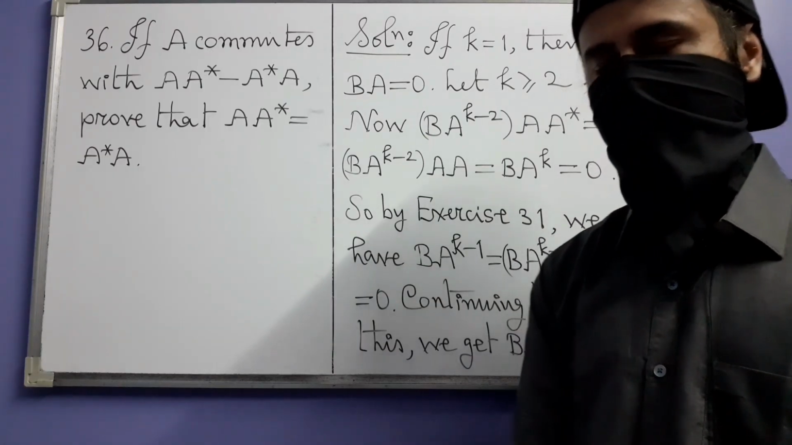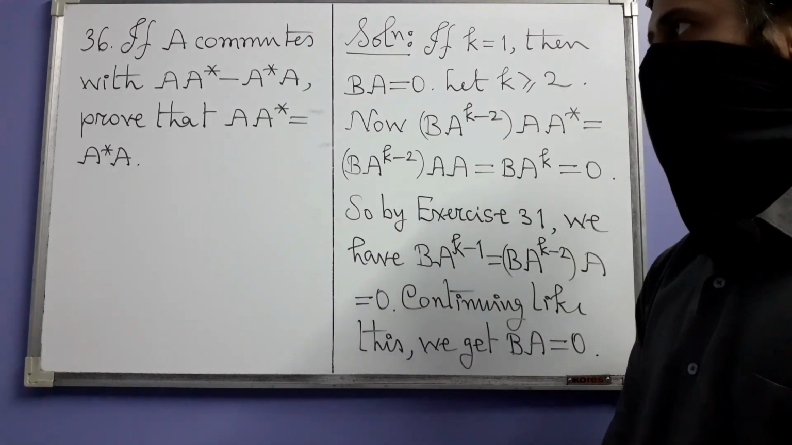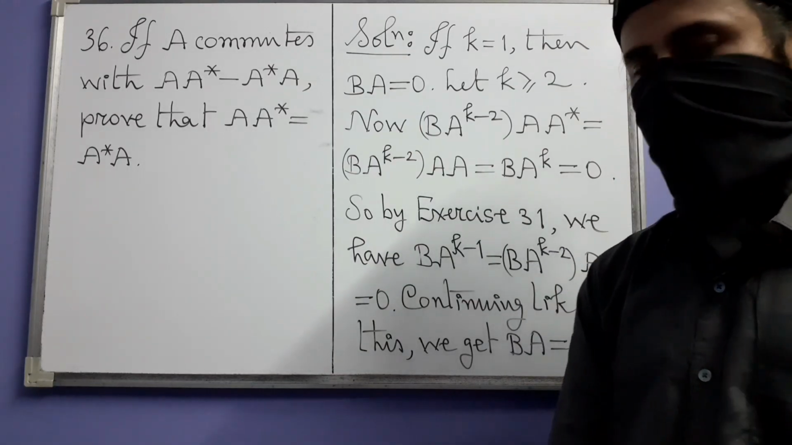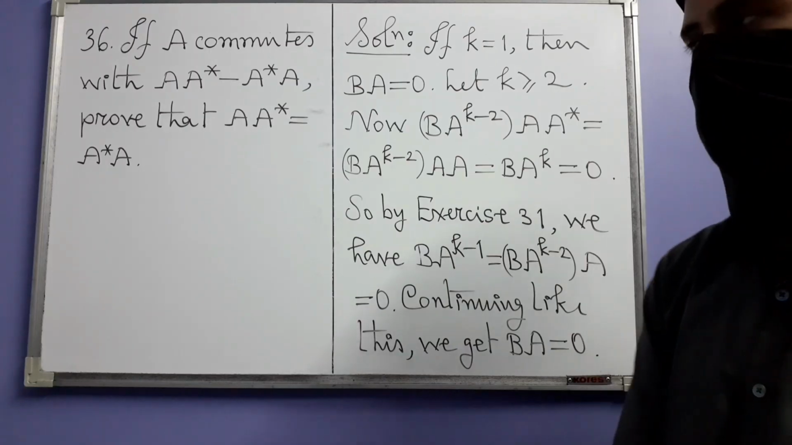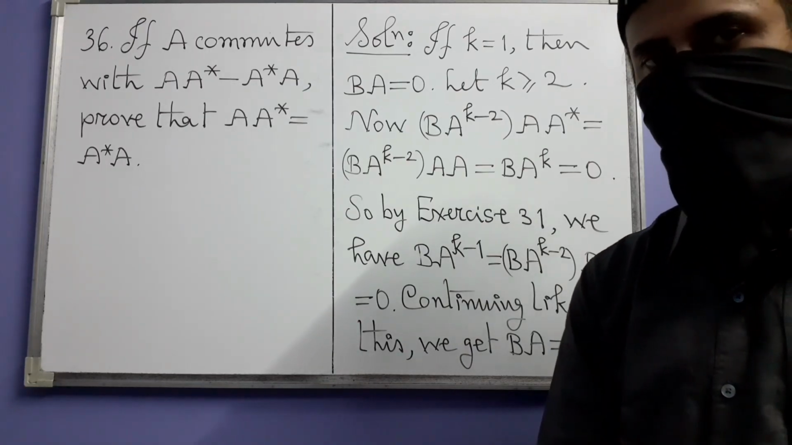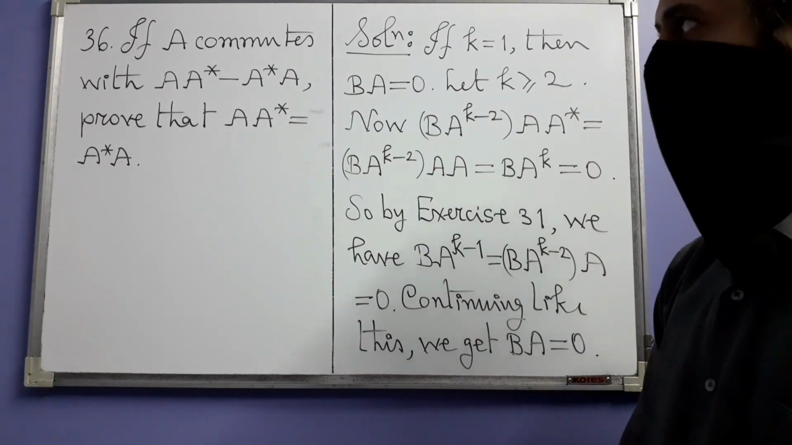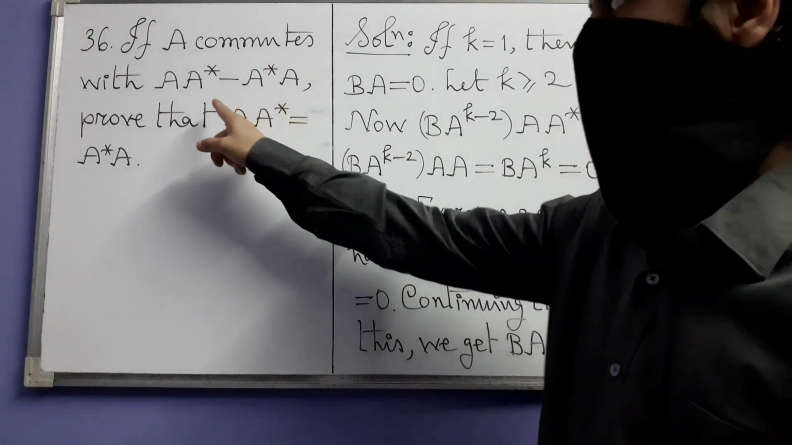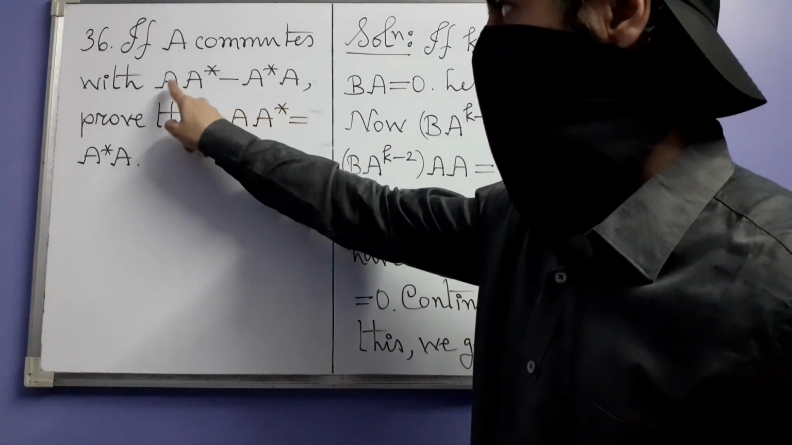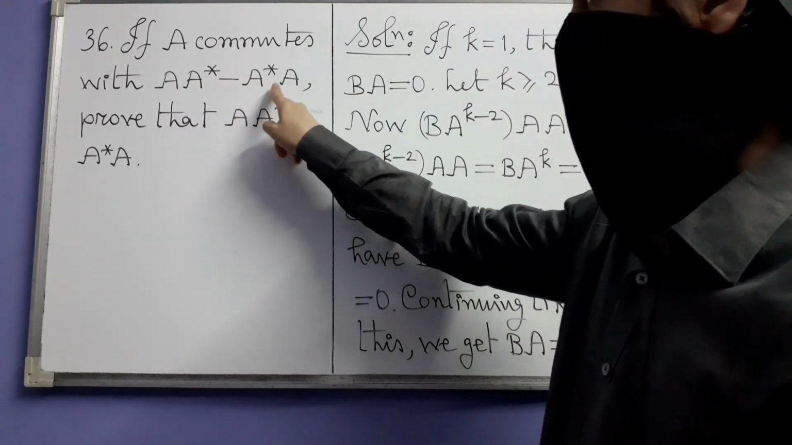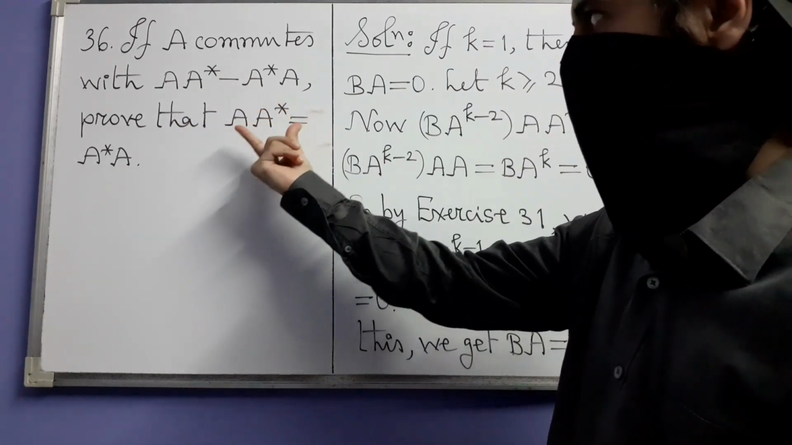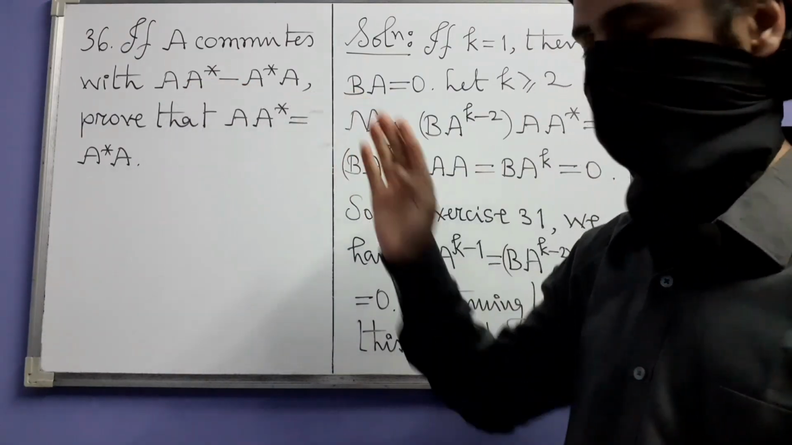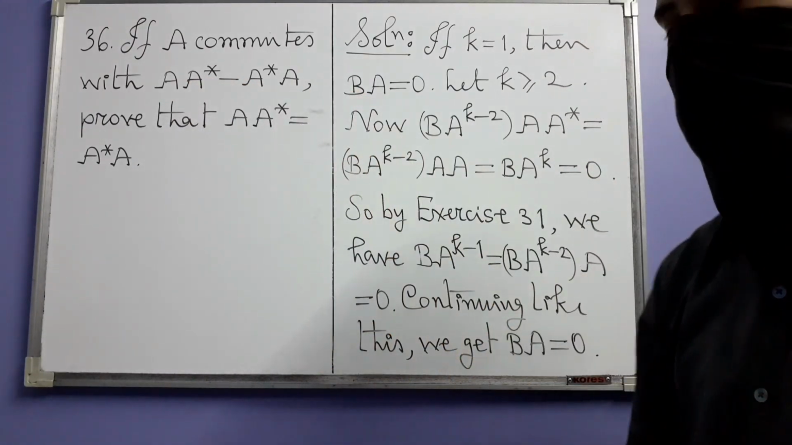Next we have 36. I am leaving the 34th one as a challenge to you. You see if you can come up with anything, and we can discuss it later if you want. So in this 36th, it's the last one actually. If A commutes with this difference, A adjoint minus A adjoint A, then we have to prove that A adjoint is equal to A adjoint A. That means this then has to be the 0 matrix.